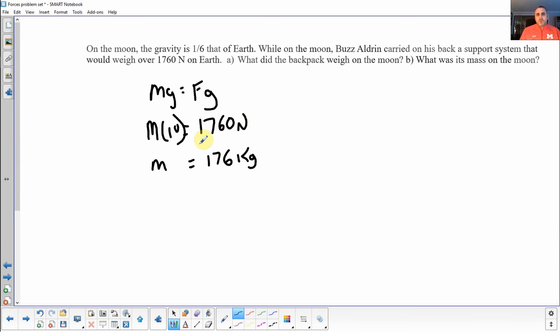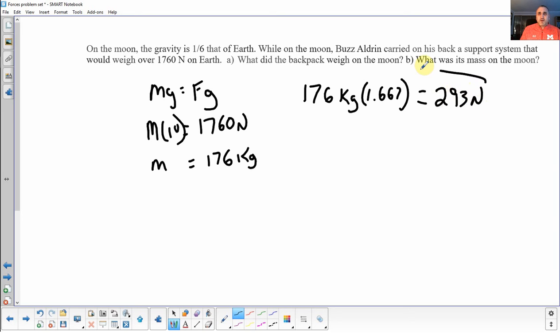So then we can look at what it does on the moon. And if you remember, mg equals Fg. Well, if we change where we are, we're changing g. So the mass on the moon doesn't change. We're still dealing with 176 kilograms, but we're going to change it to the moon's gravity, which is 1/6 of 10. Last time I checked, as I have my calculator here, 10 divided by 6 is 1.6667, or 1 2/3. So 1.667 times 176 equals the new gravitational force, which is 293 newtons, much lighter on the moon.